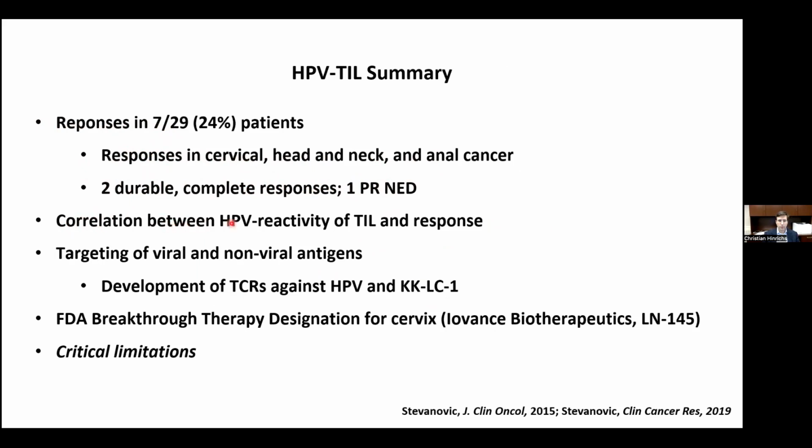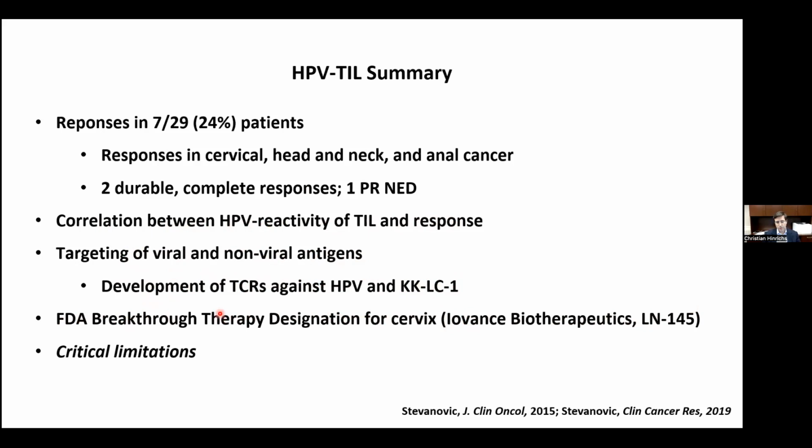There was a correlation between HPV reactivity of the TIL and response, and there was targeting of viral and non-viral antigens. We also are developing TCRs against HPV and KTLC1 that come out of this research, and I'll talk about that more. The FDA has granted breakthrough therapy designation for TIL for cervical cancer, and Iovance Biotherapeutics is developing that with LN-145. But the TIL approach has critical limitations.